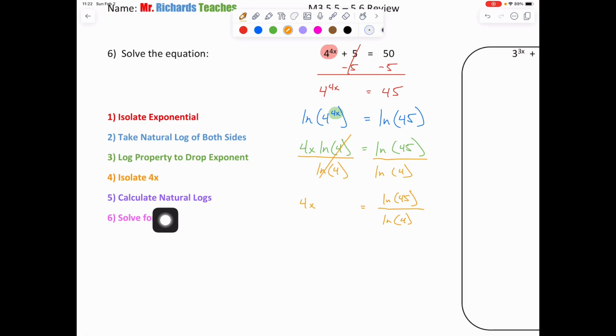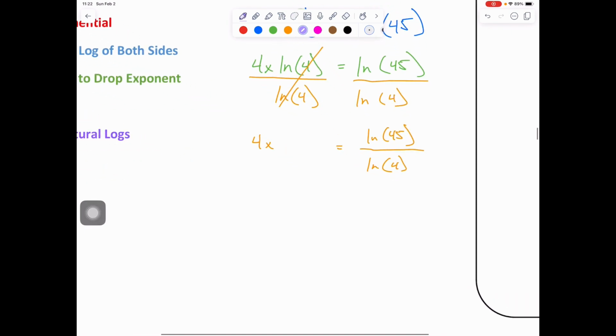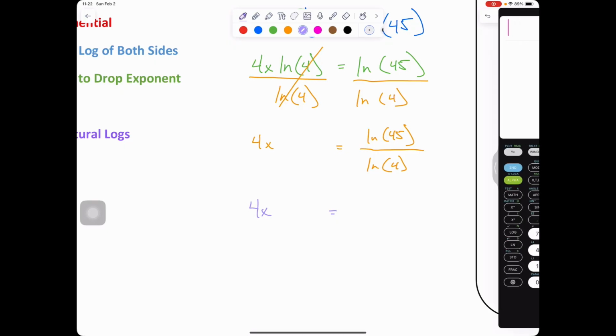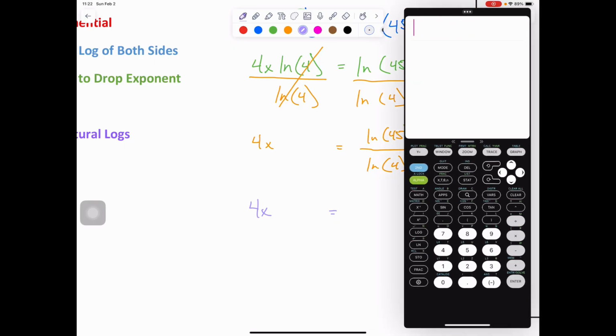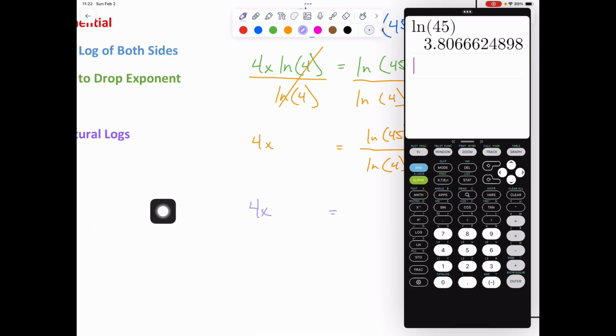We will calculate the natural logs. All right, so in light purple, I'm going to drop the 4x, and bring down our equals, and then we're going to go to our calculator. We will hit the ln for our natural log. We will type in 45, hit enter. I think it wants us to go to the thousandths on every rounding. So 3 past the decimal, so we'll write it as 3.806, and then the ten thousandths digit is a 6, so we'll write that as 3.807.